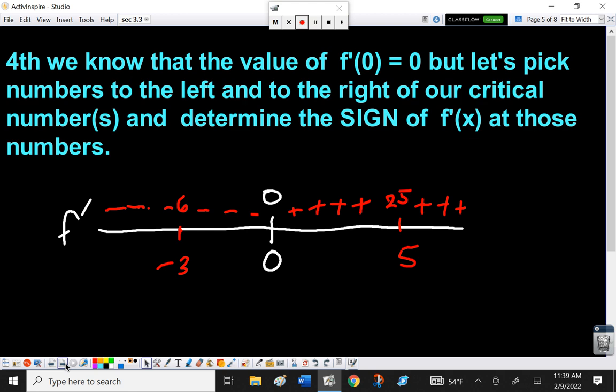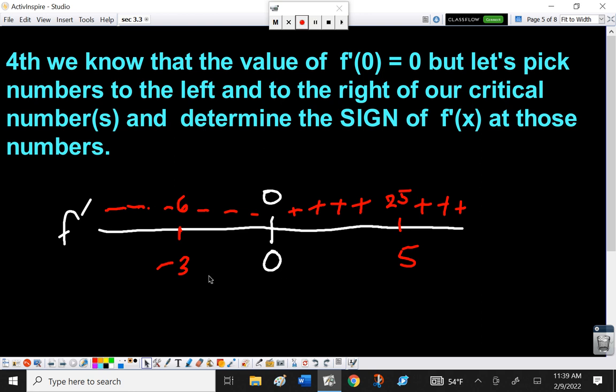Next, fourth, we know that the value of f prime at 0 is equal to 0, and that's why I put a little 0 on top here. But let's pick numbers to the left and to the right of our critical numbers. In this case, we only have one critical number, and we have a number to the left, we have a number to the right, and determine the sign of f prime of x at those numbers.